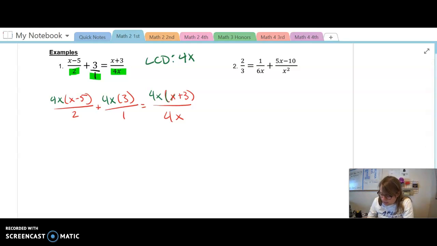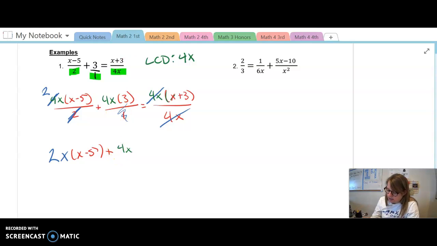Now, at this point, I can make my fractions a little bit simpler by canceling things out. I can see that this 2 and part of this 4 cancel and turn into a 2. This 1 we can just get rid of because it's just an implied 1. And then 4x cancels 4x. We have now officially gotten rid of every single fraction, and this will be so much easier to solve. Pulling this down, we now have 2x times x minus 5, plus 4x times 3, and that equals x plus 3.